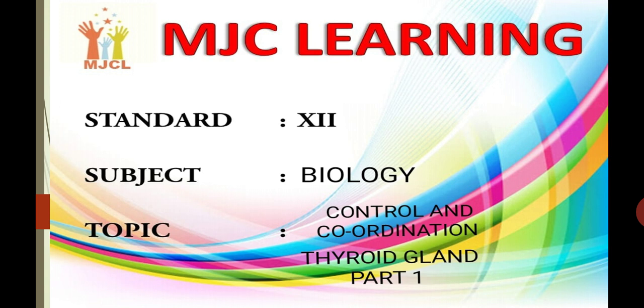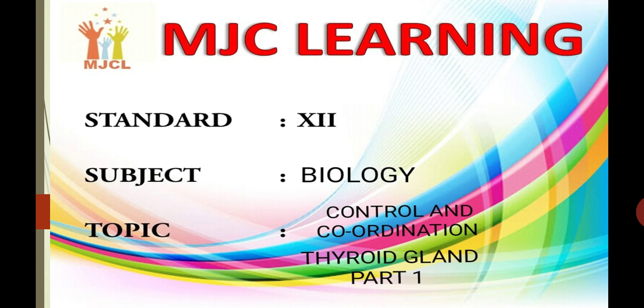Question number 1. Which is the master gland of our body? It is the pituitary gland. Which gland plays an important role in the development of the immune system in our body? The gland name is thymus gland. Which glands are located on the top of the kidneys? The name of the glands is adrenal glands.